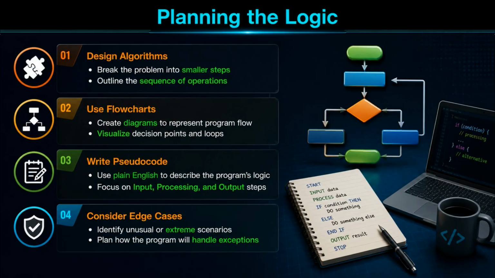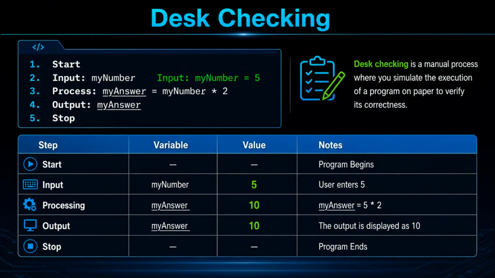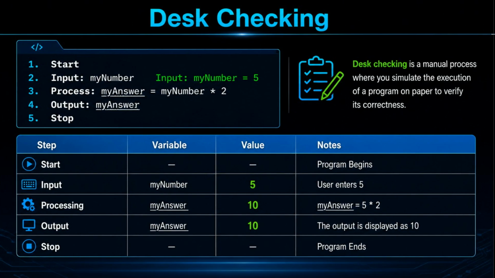And consider edge cases, unusual or extreme scenarios, and how the program should handle them. Desk checking is a manual process where you simulate a program's execution on paper before ever running it to verify the logic is correct. Here, with my number set to 5, we trace through each step: start, then input sets my number to 5. Processing calculates my answer as 5 times 2, giving 10, and output displays that 10. Since the traced result matches what we'd expect, the logic checks out before the program is ever actually executed.